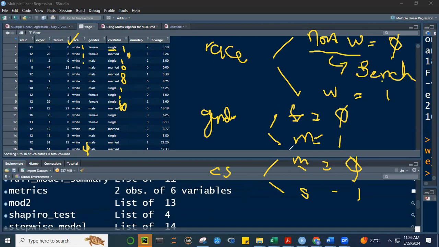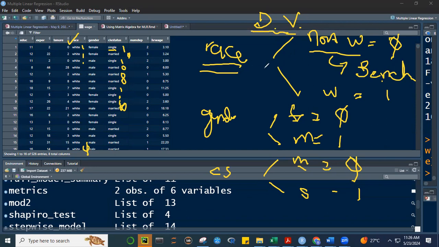Now, by the way, what happens is that when you have a categorical variable that's used for a regression model, you introduce what we call a dummy variable. Dummy. Why is it called a dummy? Because you give it values of 0 and 1. That's why it's called a dummy variable.